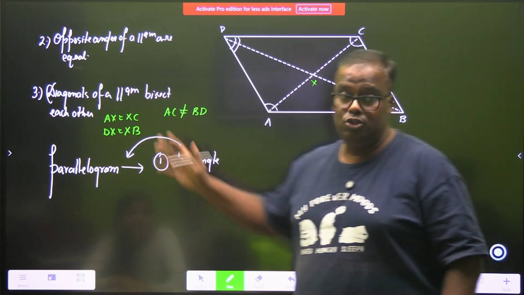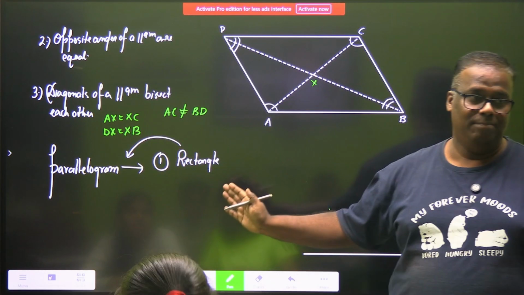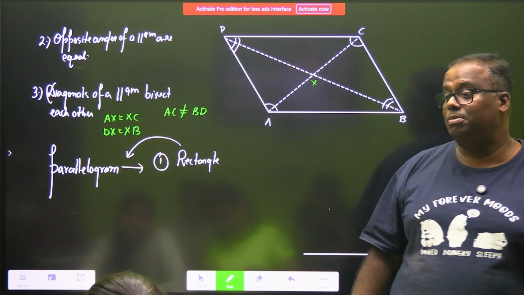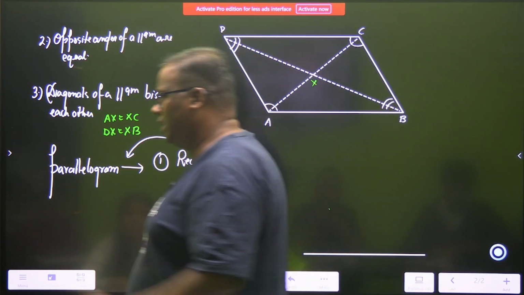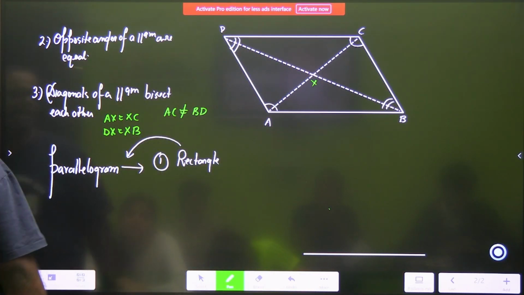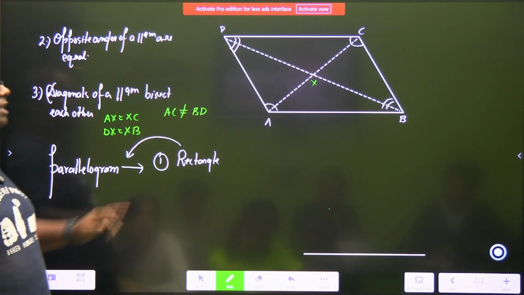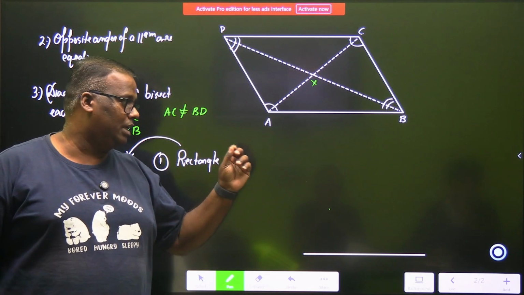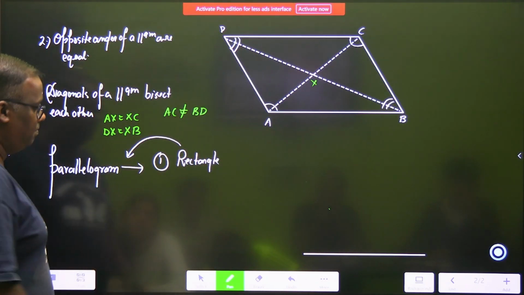So जो आपने पढ़ा, those all will also apply to rectangle. So sometimes they may say prove that it is a rectangle, but the only difference in a rectangle is each of the vertex angles will be a 90-degree angle. That's the difference between a rectangle and a parallelogram. ठीक है?